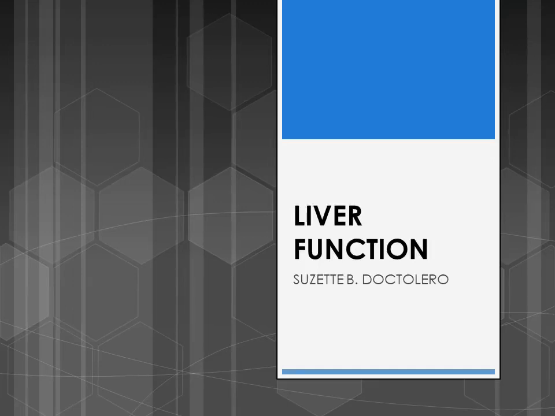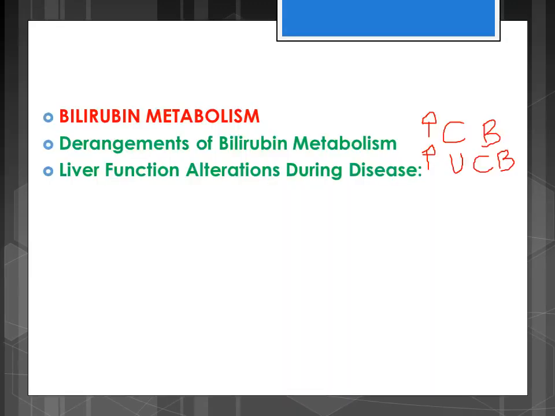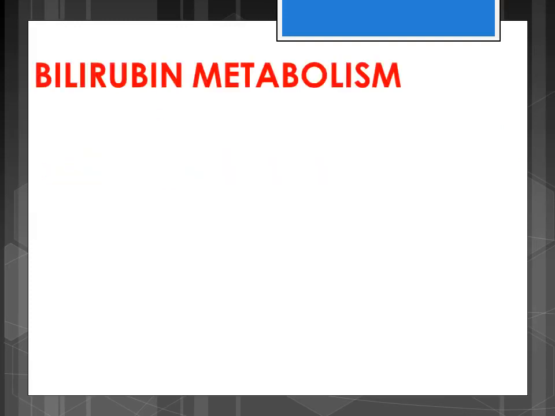Okay guys, so this is part 2 of our discussion for the lecture part of the liver function. We still have three major topics to discuss. First, we'll discuss bilirubin metabolism, followed by derangements of bilirubin metabolism. When we say derangement, it means there is a disturbance in the operation or function of something. So in here, there is a disturbance in bilirubin metabolism. Under bilirubin metabolism, we will discuss how bilirubin is made.